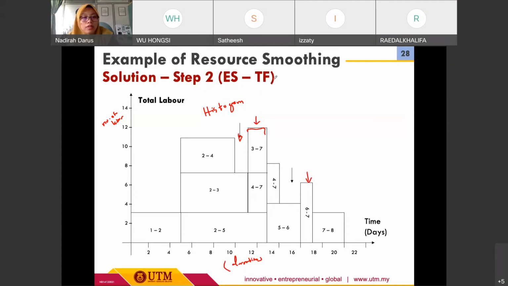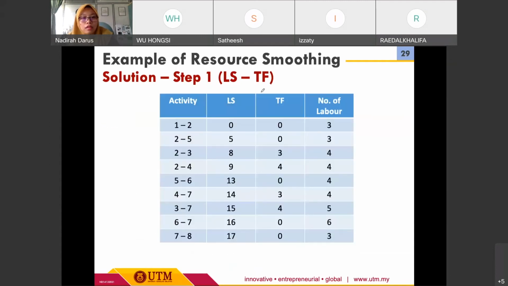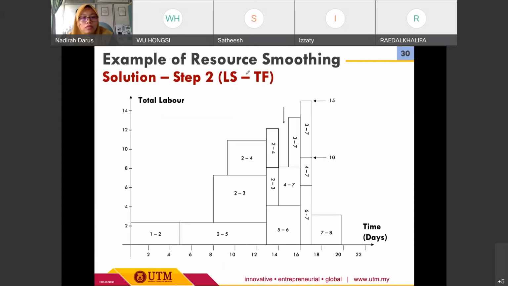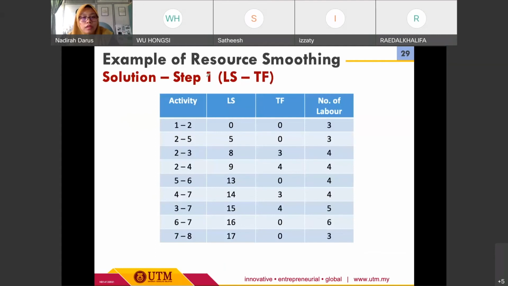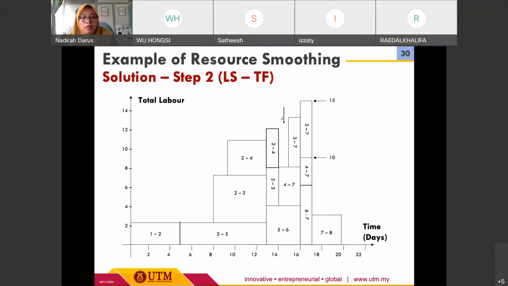Once we are done with the first step, the second step, sorry, this one should be the second step, we need to do the LS and TF table summary. Just extract the previous information into this table. However, in the second one we consider the LS, the late start, with the total float. Again, we prepare this histogram. As we can see here, there is also some trough and peak for the resource allocation.